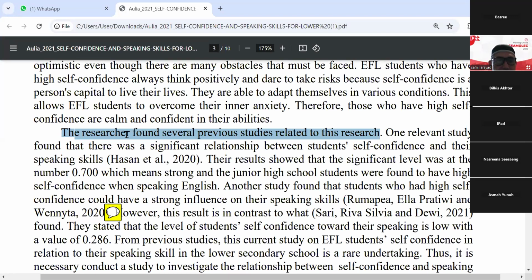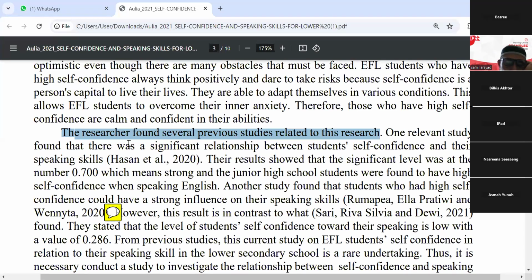Prof, for the literature review, it is not necessary to have a heading, right? We can include it in the introduction. It depends on the journal. Some journals ask authors to write the heading, but some do not. But there must be a literature review. So this is the literature review.